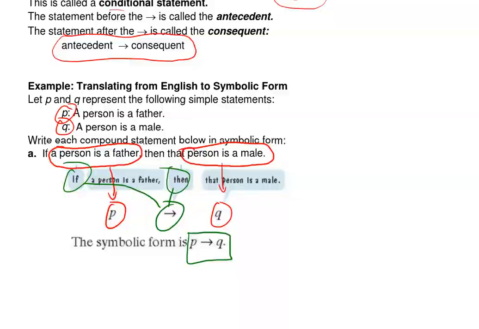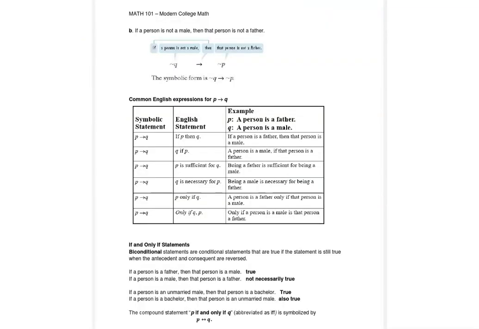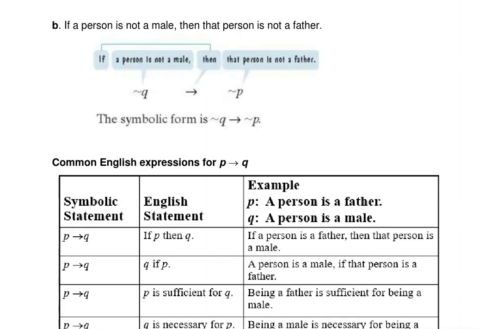All right, let's take a look at the next page. All right. Example number 2: if a person is not a male, then that person is not a father. All right. So we want to translate this symbolically.